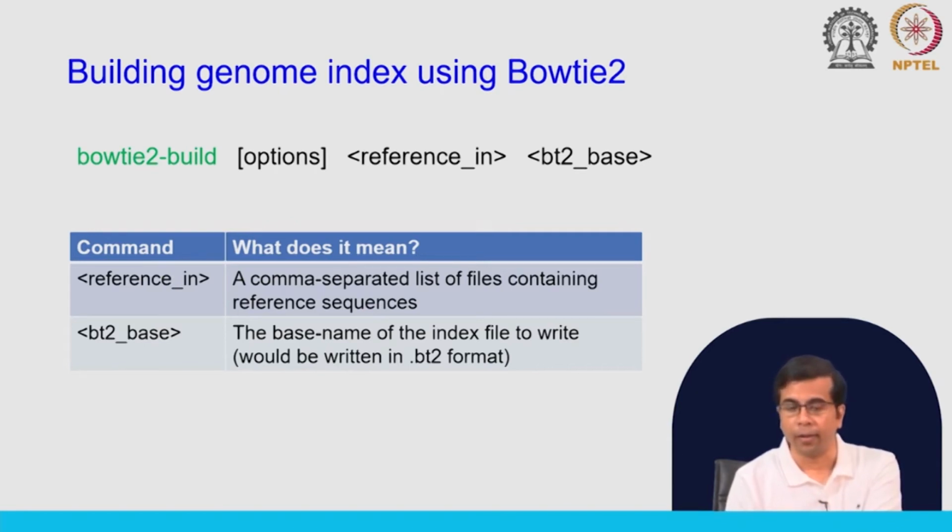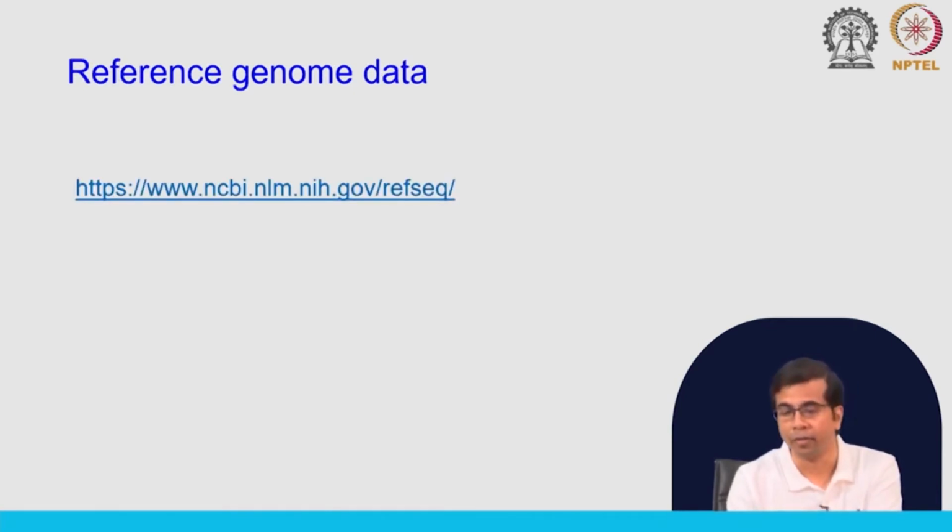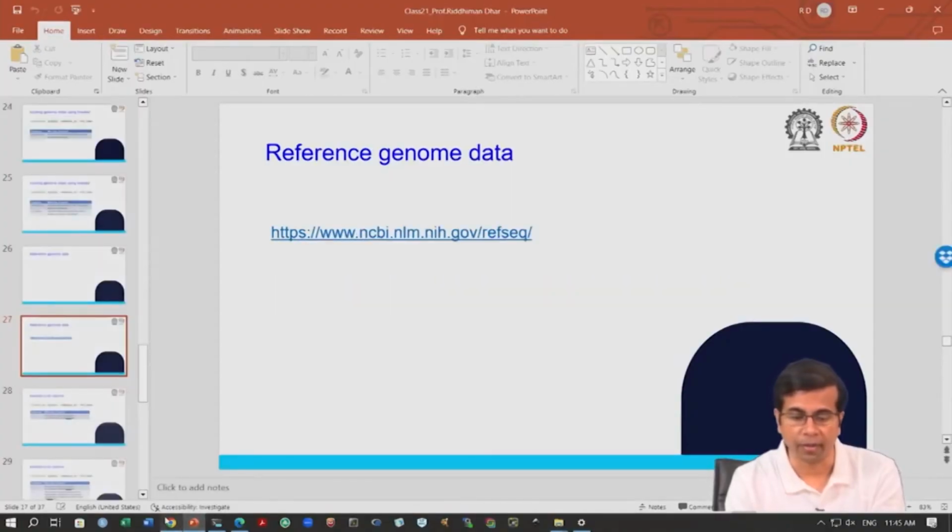Now, the question is, how do you find the reference sequences? You might be wondering, great, reference sequence, how do you find this reference sequence? There are places where you can find reference genome data, and that is stored in this NCBI link. It is a good resource for finding this reference genome data. So, we will have a look at where you can actually find this reference genome data very quickly.